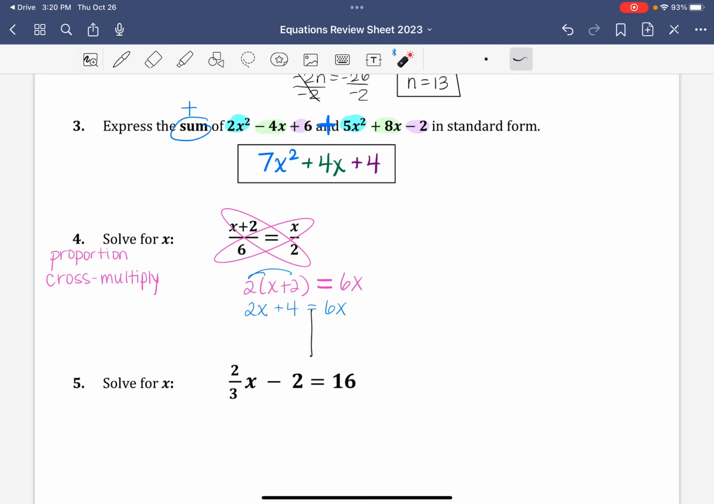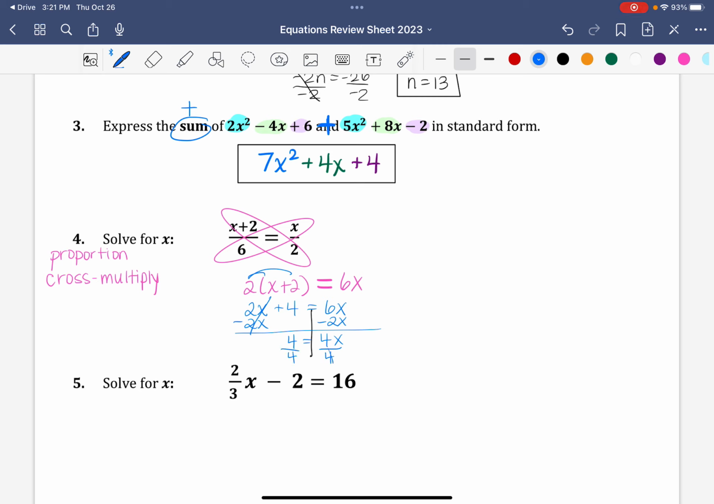Now, I notice that the only thing I have on the right side of my equation are x's. So the easiest way to solve this is going to be to subtract the 2x over to the right side. So then I'm going to have 4 is equal to 4x. And then I'm going to divide by whatever number's in front of the x. So that happens to be a 4.